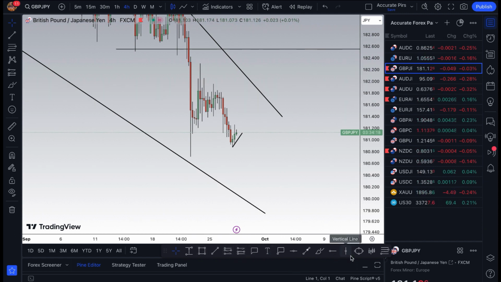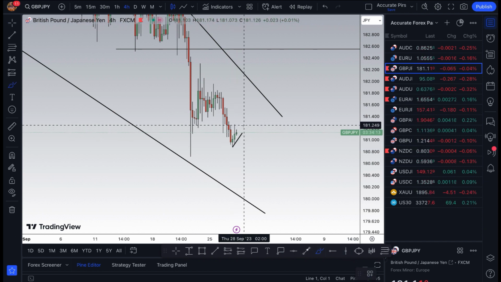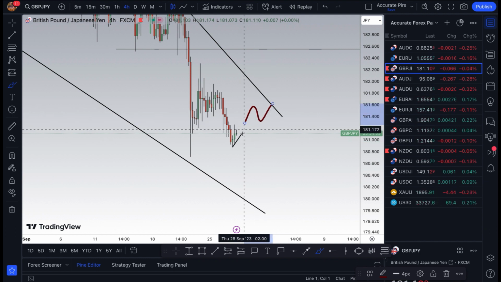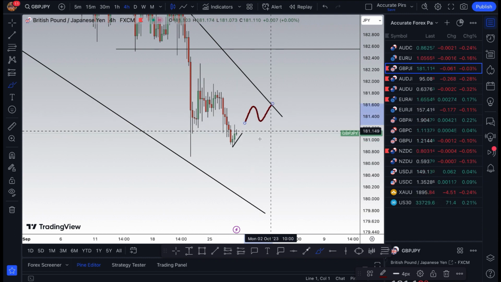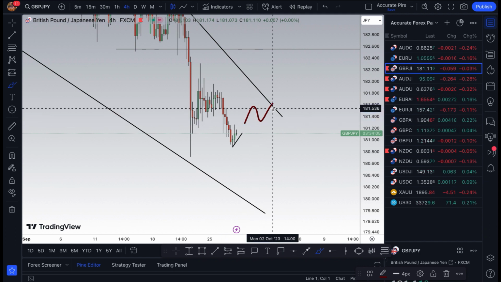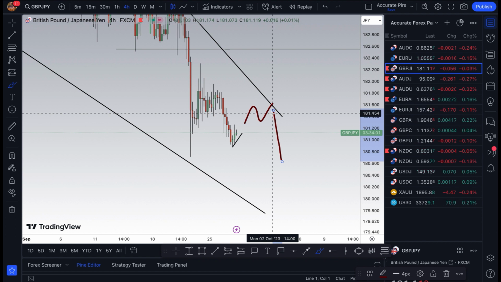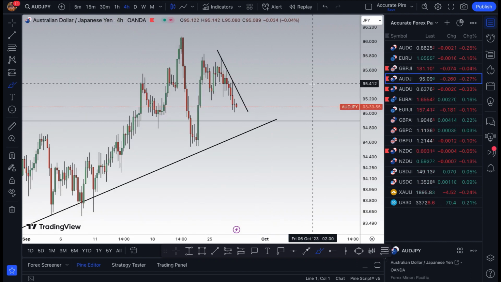So what could happen actually? Let me just break it down to you. What could happen is we get more momentum towards the upside, making that movement here, touching this trend line, and then look to come back down here and have that drop right here. So that's GBP JPY. Let's move on to AUD JPY.